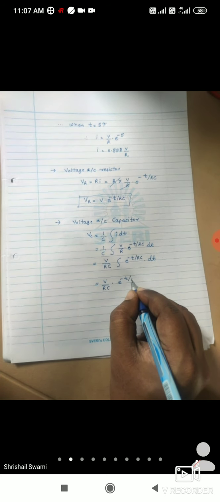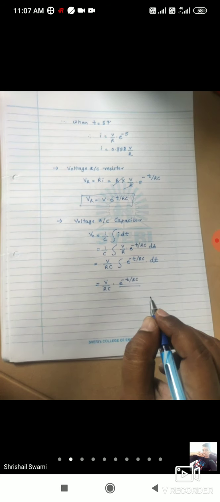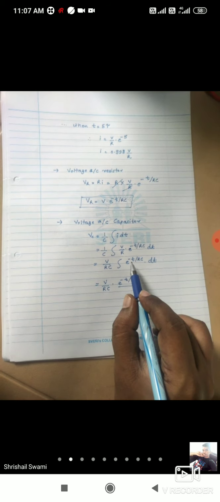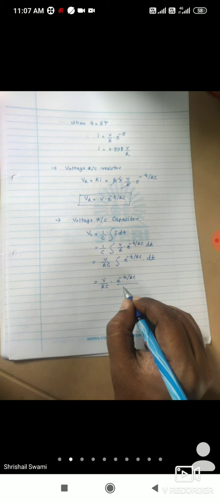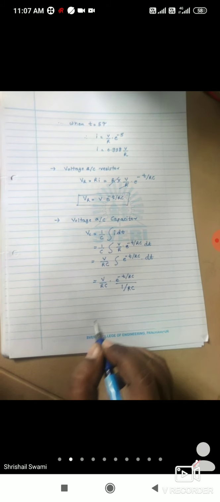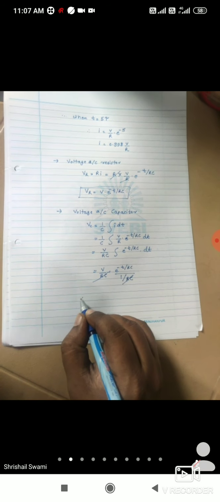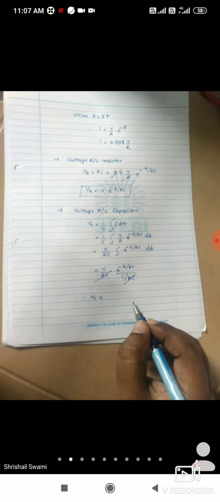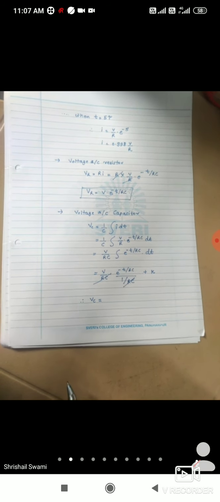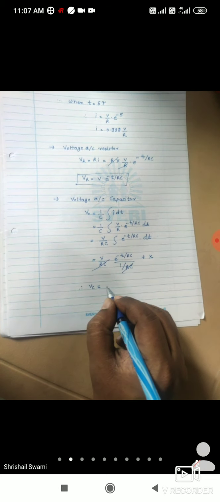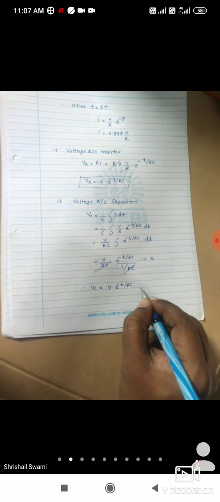Okay, e raised to minus t upon RC, divided by RC, gives 1 upon RC. Look at what the coefficient is. It is not RC, it is 1 upon RC. So this RC and this RC will get cancelled. So we get the voltage across the capacitor, and some integration constant, plus K. So Vc will be V into e raised to minus t divided by RC plus K.